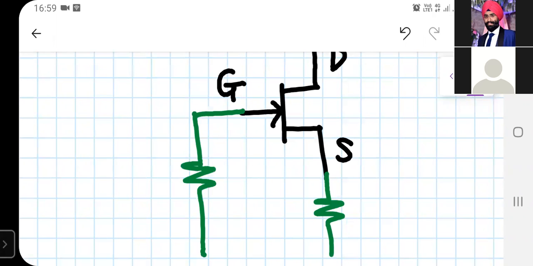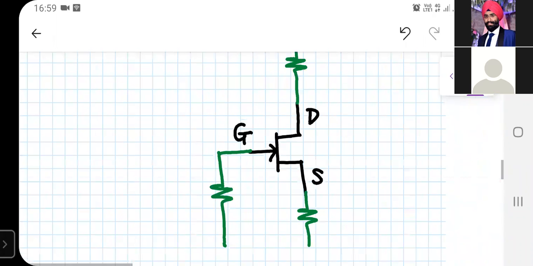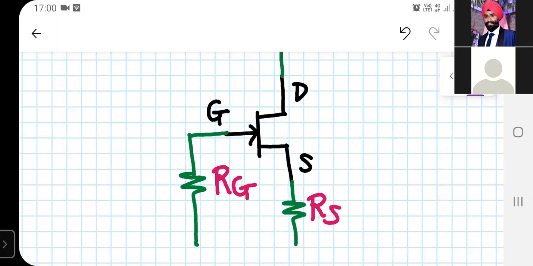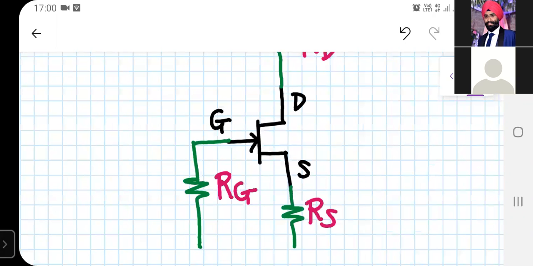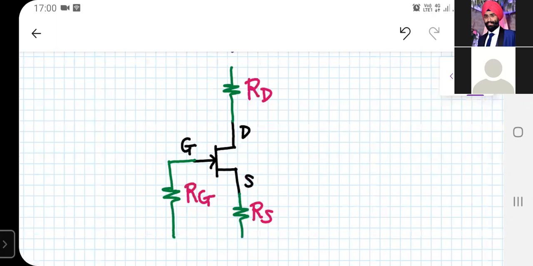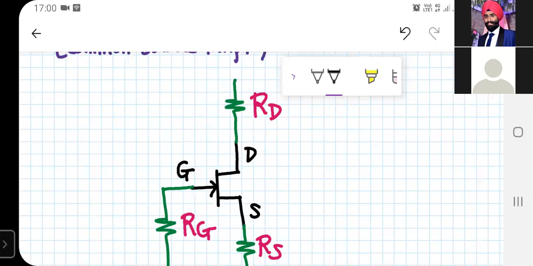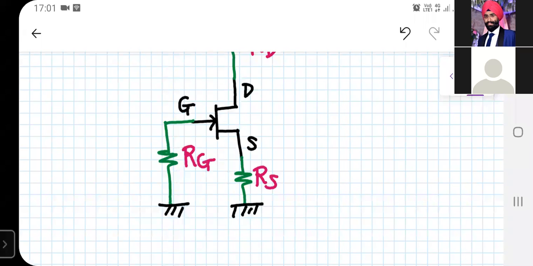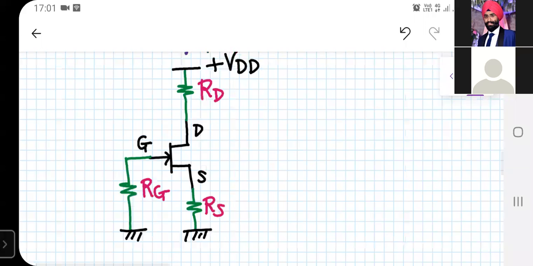And how will you name it? You will name it as RD, this is RG and this is RS. Okay, so ये मेरा बन गया self biasing circuit. But for a self biasing circuit, you will also require a DC voltage source. ये जो ऊपर लिखा है ना, VDD is provided by the DC voltage source. I think everyone has drawn this self biasing circuit for a JFET, and now we are going to make it an amplifier.